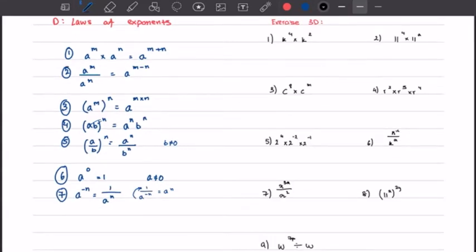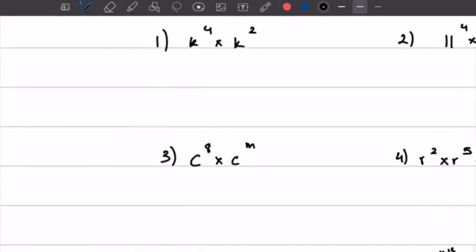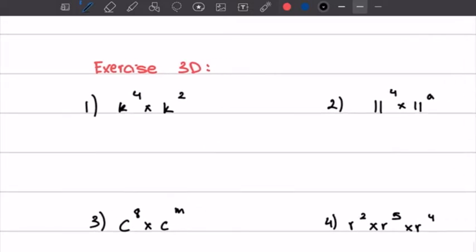Alright, now that we actually understand the laws of exponents and how to apply them, do these 9 questions, pause the video, and come back for the answers. Okay, so firstly, before I start solving them, these are from exercise 3D from the textbook, the IB Mathematics Core Topics SL textbook. So now let's do question 1.